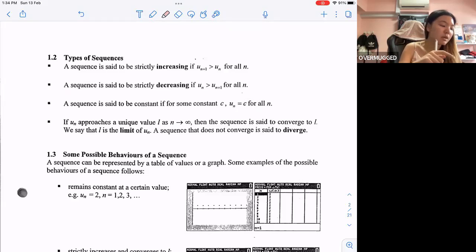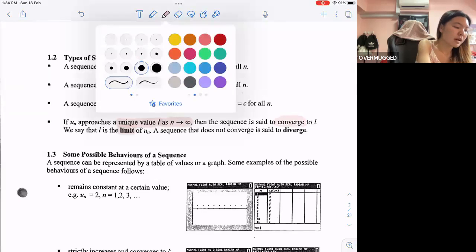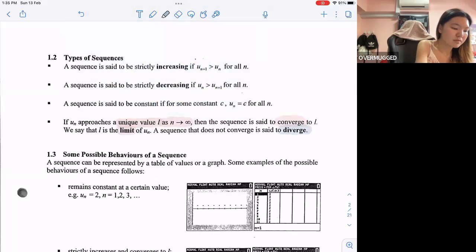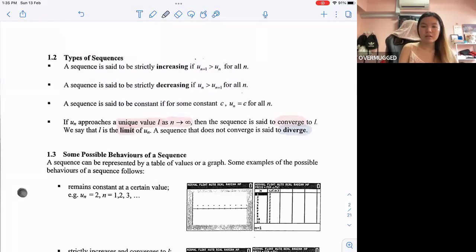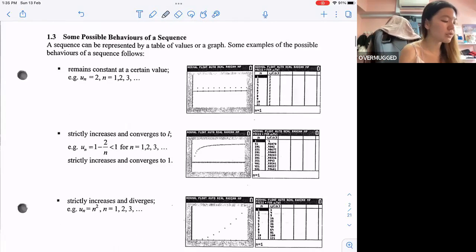Sometimes our sequence actually approaches a unique value L. This L is known as the limit of the sequence as n approaches infinity, and then it is said to converge to this limit L. If it does not converge, you can also say that it diverges. Let me just highlight it here. And in the next few screenshots, I have illustrated it for you.